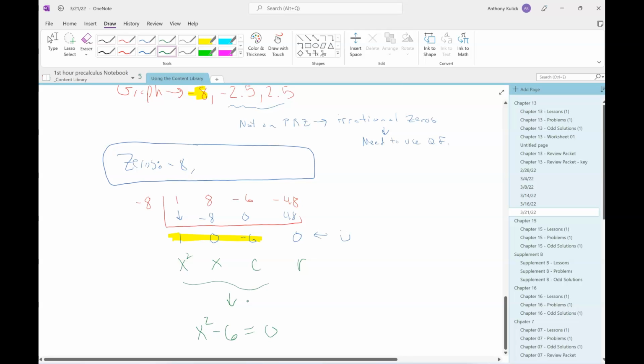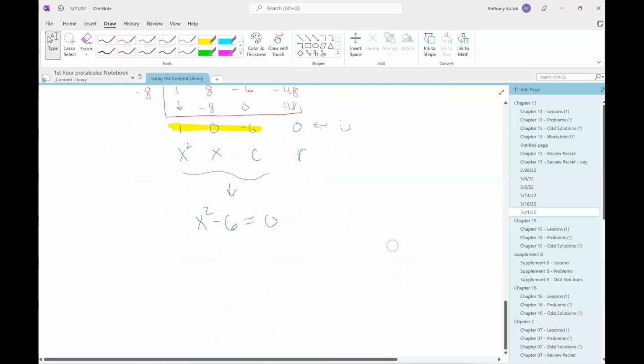Why didn't you put the 0 there, Mr. Kulik? I mean, I could write 0x if you want me to. I mean, it's not wrong. But 0x is just 0, and 0 plus anything is just 0. So, like, why would I want to do that? I don't know. I just didn't feel like it. All right, quadratic formula time. X equals, what's the B?